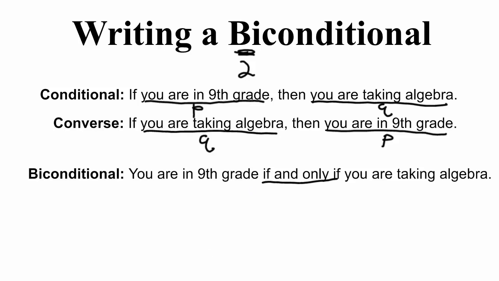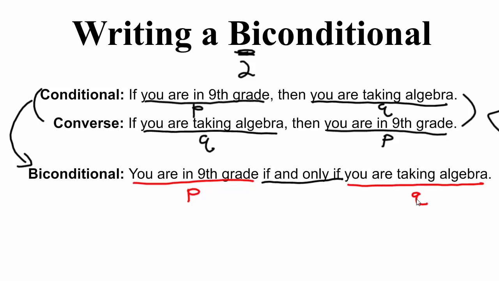If and only if. So the combination of these two statements creates a biconditional such that it says you are in ninth grade if and only if you are taking algebra. In this biconditional, you are in ninth grade is the P, my hypothesis for my conditional, and you are taking algebra is my conclusion represented by Q.